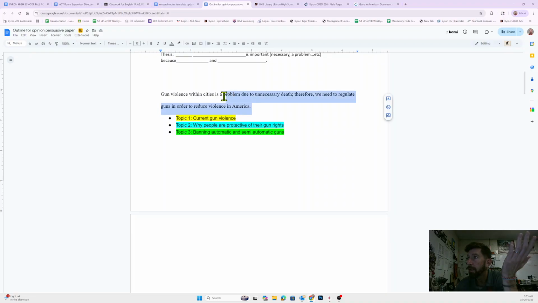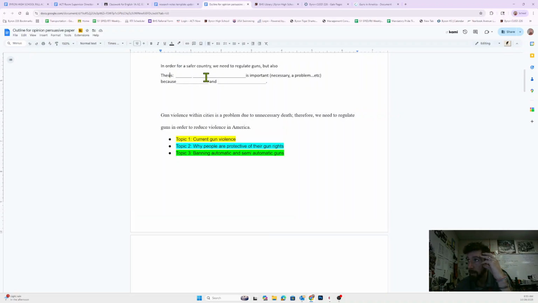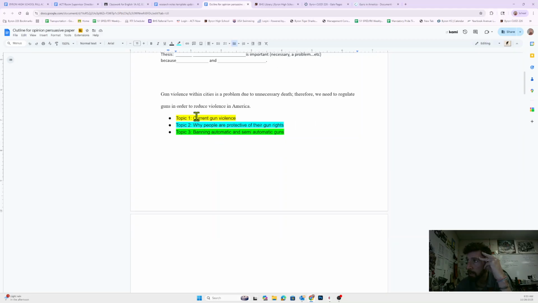I moved to a point, talked about why it's a problem, and now I said to myself, all right, how did I develop that? One, I used my fancy-dancy thesis template that I have up here, but also looking at this is the information I found. Current gun violence, why people are protective of gun rights. Might change that one over later. But banning automatic and semi-automatic guns, I think that's a good way to help reduce gun violence in America.